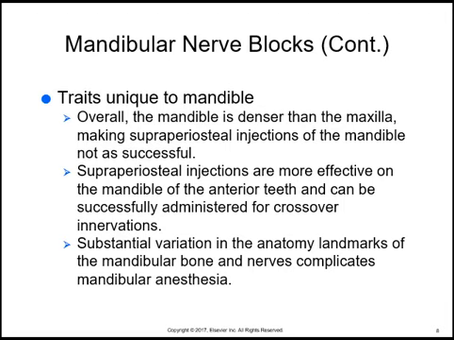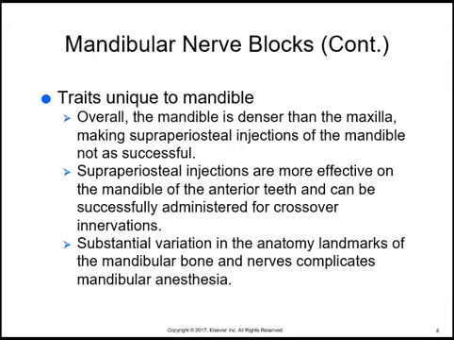These are the traits that are unique to the mandible. So we talked about how the mandible is more dense than the maxilla, making the supraperiosteal injections of the mandible not as successful. Supraperiosteal injections are more effective on the mandible of the anterior teeth and can be successfully administered for crossover innervations, and then there's substantial variation in the anatomy and landmarks of the mandibular bone. That's going to complicate mandibular anesthesia, as we had talked about before. These are all facts that are important to remember when deciding to administer mandibular anesthesia.